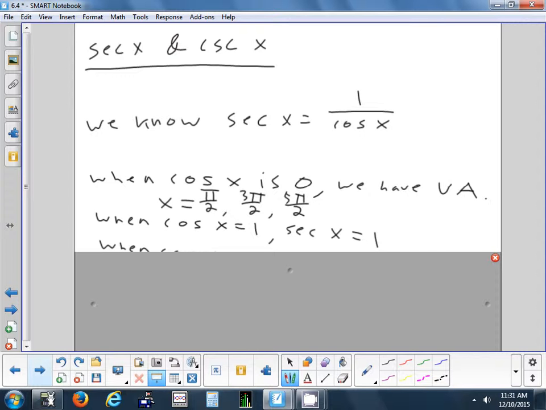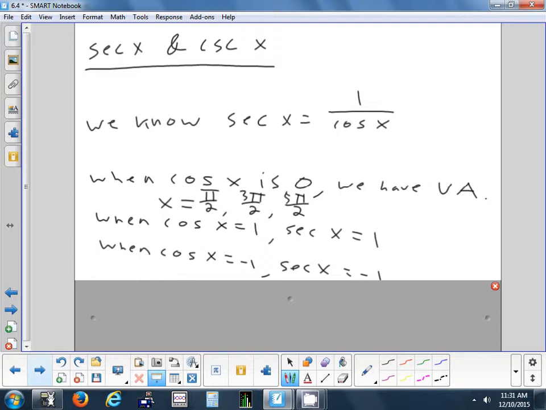All right, and now I'd be thinking in my head, what values of x would I plug in that give me a cosine of 1? Well, 0. Cosine of 0 is 1. And we could keep going. 2 pi. Cosine of 2 pi, or 360, is also 1. What about when cosine of x equals -1? What would secant be? It would be -1.